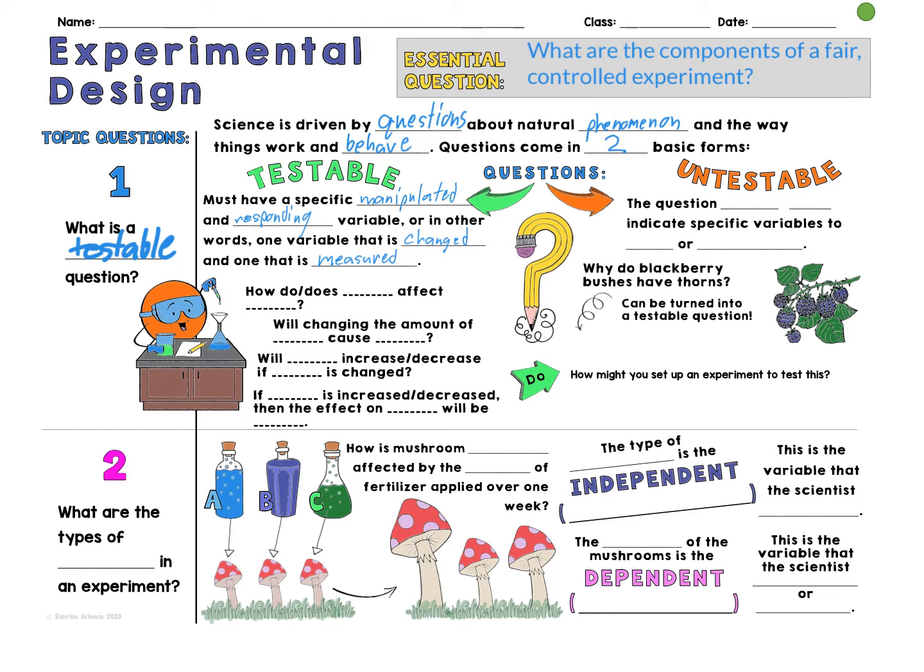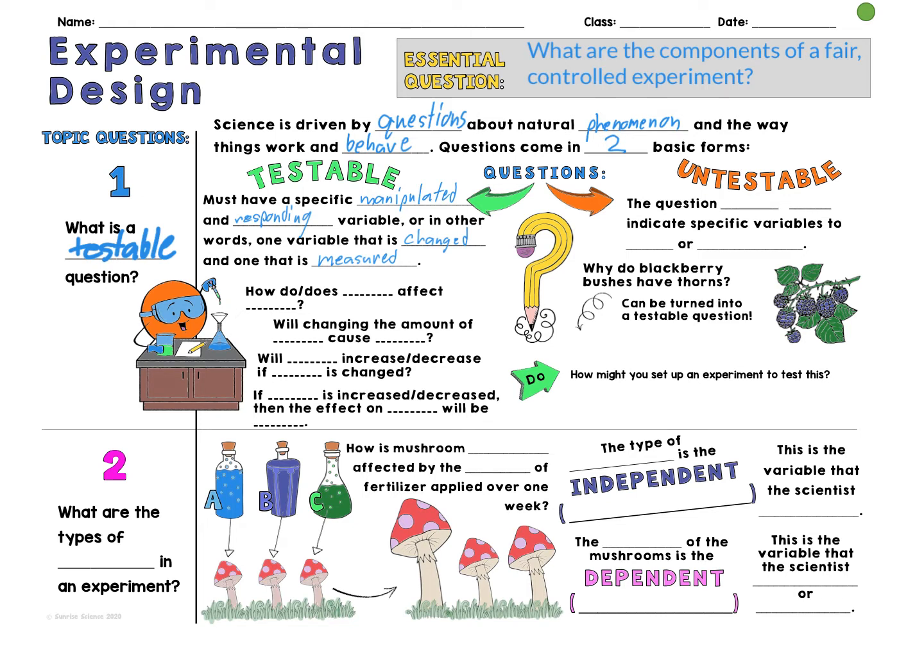Some examples of this are, how does the first thing affect the second thing? Will changing the amount of one thing cause something to happen? Will this measure increase or decrease if this other variable is changed? If this thing is increased or decreased, then the effects on this other thing will be this.